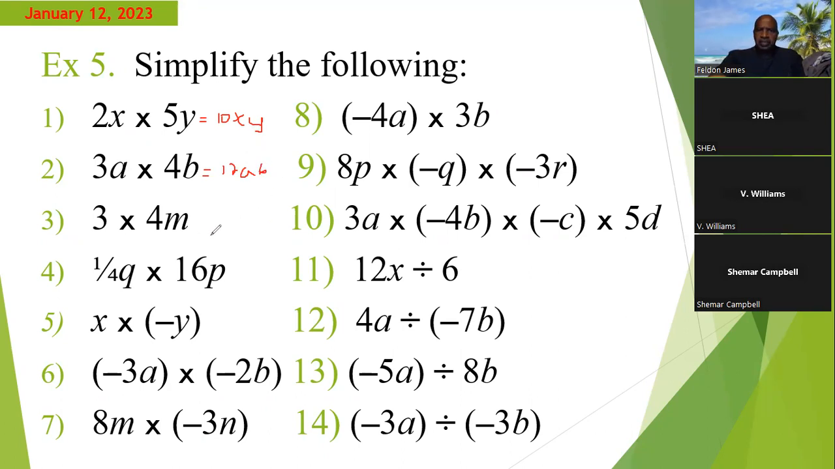Anybody want to do question 3 for me? Sir, question 3 is 12m. 3 times 4m equals 12m. Okay, thanks. Very good, guys. Everybody is on top of the game. Who wants to do question 4?